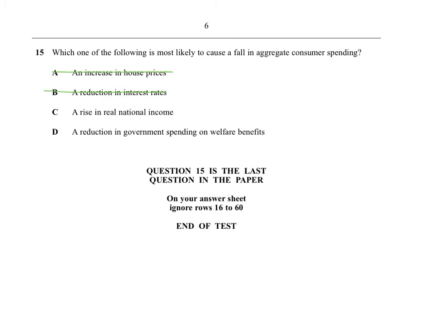A rise in real national income, again, if there's a rise in national income, AD is going to be going up, and people are going to be feeling better about the economy, so they'll be spending more, so it's the wrong way. And then finally, a reduction in government spending on welfare benefits. If the government are spending less on welfare benefits, that means people on welfare will have less money, so AD will go down. So the answer is D.